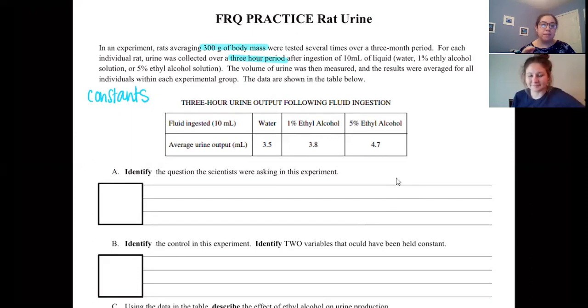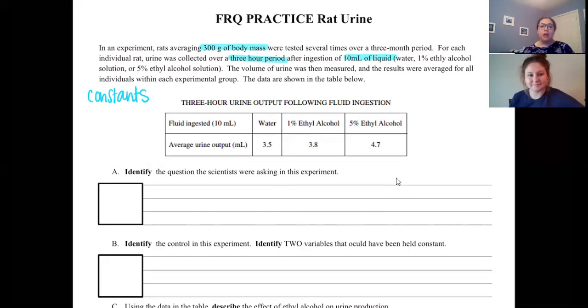Another thing I'm noticing that was held constant is that the rats were all given the same amount of fluid, 10 milliliters. It makes a big difference if you order a small iced tea at Sonic and your friend gets the giant bladder blaster, 64 ounce; that's a different amount of urine that's going to be produced. So you want to make sure that the output of urine is based on what you want to test, and that they all get the same amount of liquid.